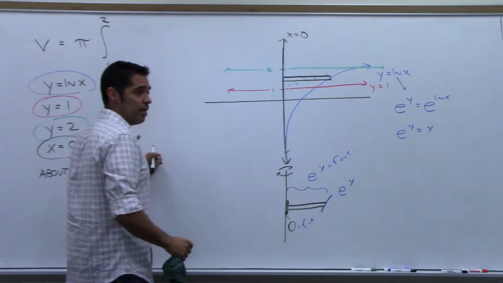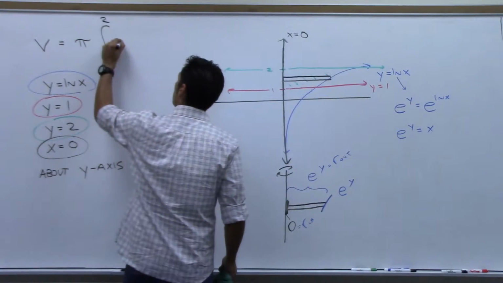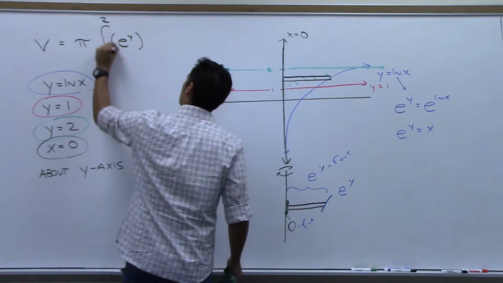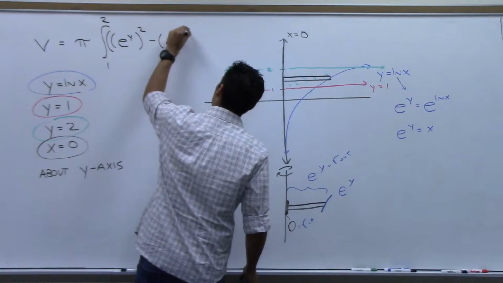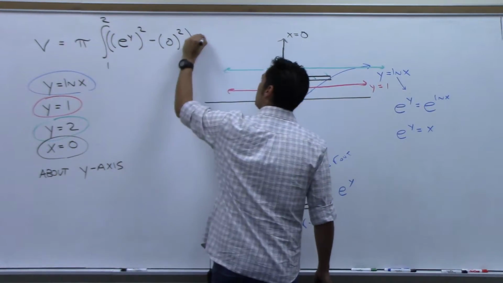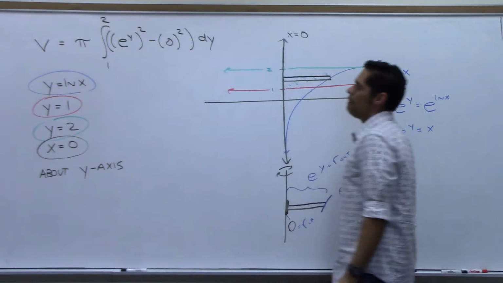And then outer radius squared, so e to the y squared, minus 0, which I'm just writing in detail, all right? dy, not dx, right?